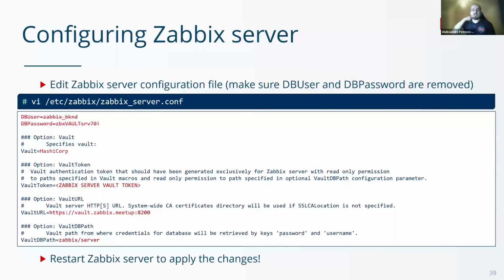I still need to go to the Zabbix server configuration file, but there I specify very similar things. I specify which vault to use. Remember, we have two that are supported. Token, which I have generated, vault URL, and the DB path, so that Zabbix server will go to the correct place for the database credentials. And then again, save, restart, and everything should work. It's actually as simple as that. I guess the hardest part is the vault installation. With Zabbix, everything is always straightforward.